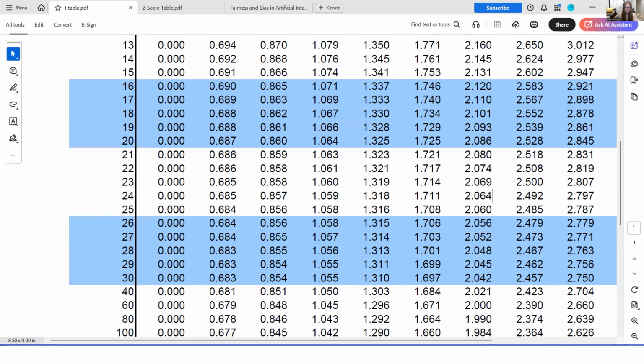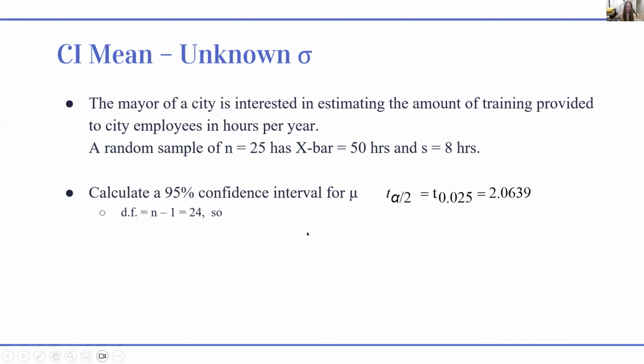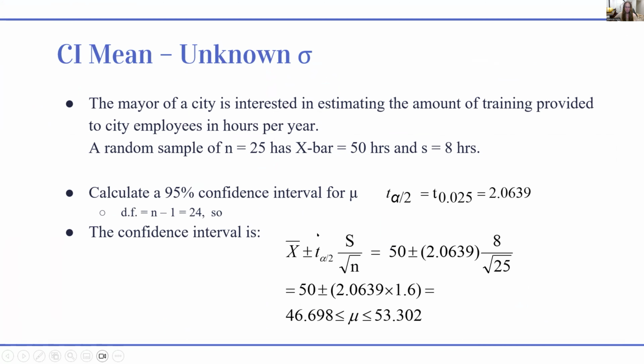All right. So back to our slide. So now we've got the degrees of freedom. We've got that t-score. And we already know the mean of the sample. So we'd write it like this: X bar plus or minus this t-score, which is right here, times the standard deviation divided by the square root of the number of observations. So X bar is 50. It's right there. X bar is 50. It's the mean of the sample.